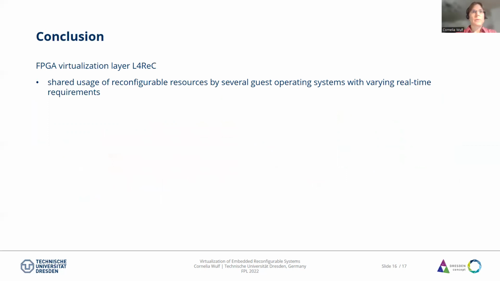We presented the FPGA virtualization layer L4REC, which enables the shared usage of reconfigurable resources by several guest operating systems with varying real-time requirements. The L4REC strategy reached an area utilization that is almost twice as high as that of an existing EDF-based strategy.